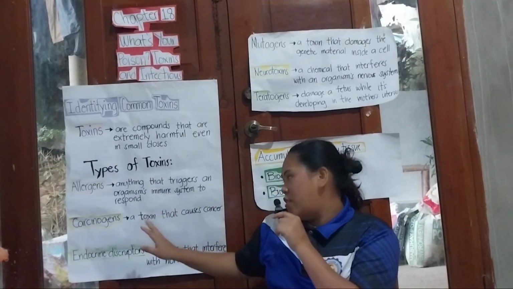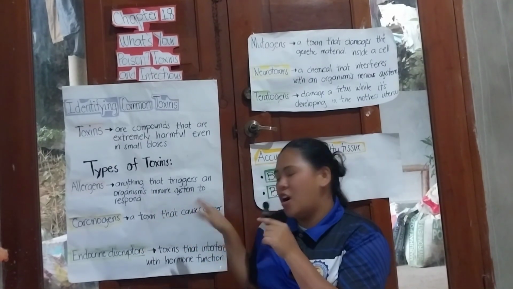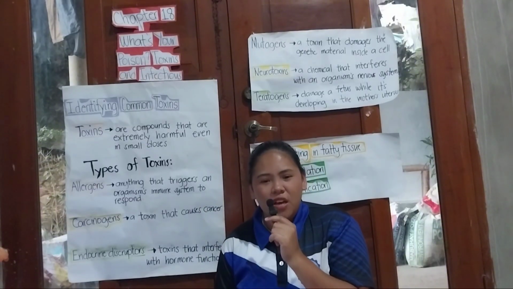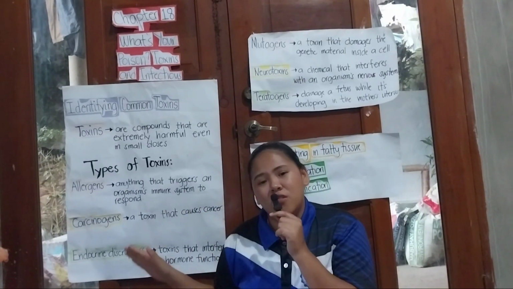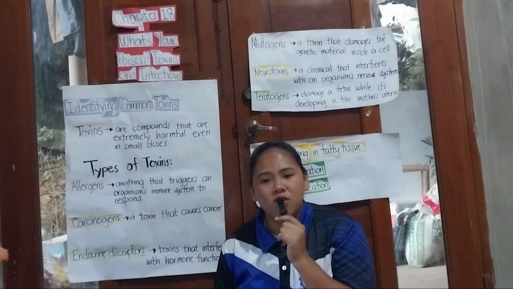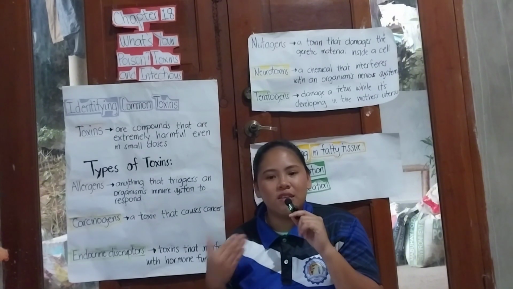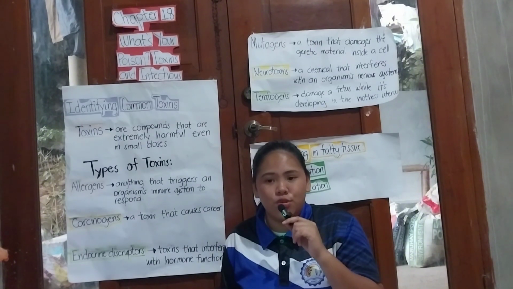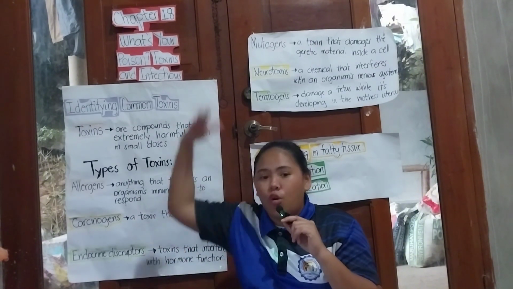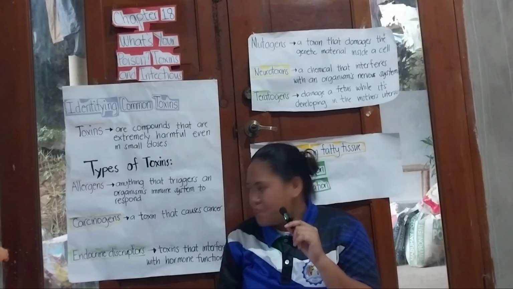Next one is we have carcinogens. Carcinogens are toxins that cause cancer. So these are toxins that cause cancer. They damage cells and cause uncontrolled cell growth. A common example is asbestos, which is found in old buildings and can cause lung cancer.